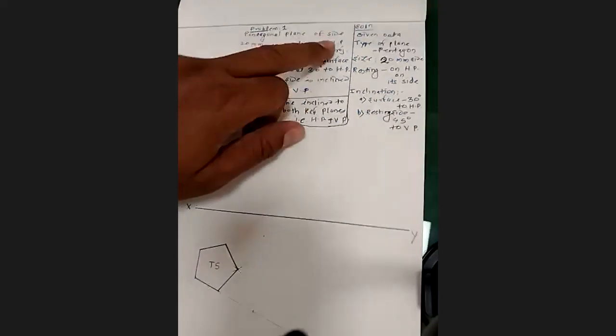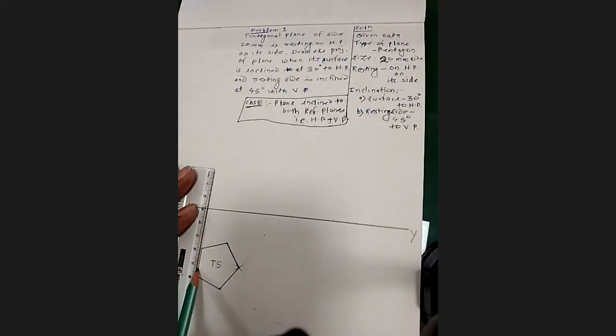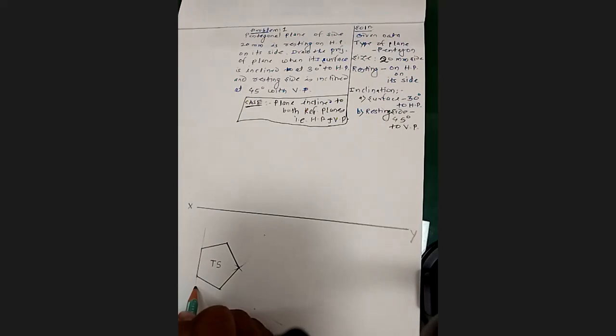This is nothing but the true shape of your pentagon, which has been mentioned in the problem statement: pentagonal plane of side 20 millimeter. We got this true shape with the assumption that it is first resting on the reference plane, that is HP, by taking the resting side on the left side. Remember, I will write this here just for your information.